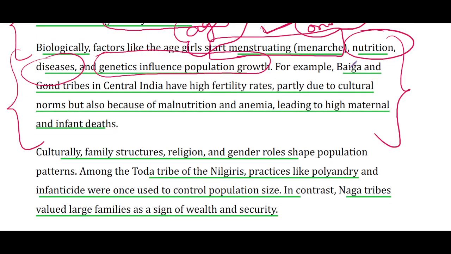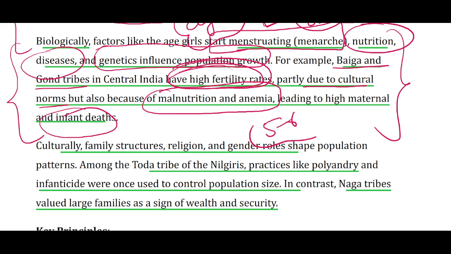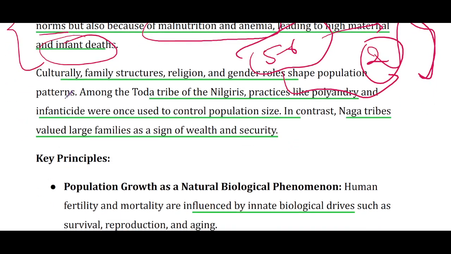So an example here: Central Indian tribes such as the Baiga and Gond tribes have a high fertility rate, partly due to cultural norms, but also because these Central Indian tribes suffer from malnutrition and anemia. So it leads to high infant death. To compensate for that, they usually resort to high fertility to have more children, so that if they are producing 5-6 children and even 2 of them survive, this will compensate for the high infant death.